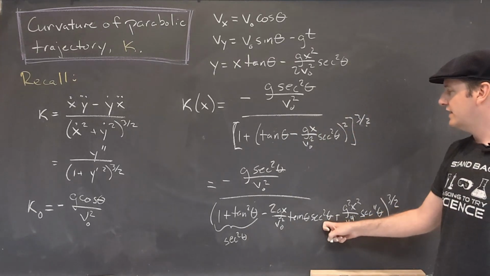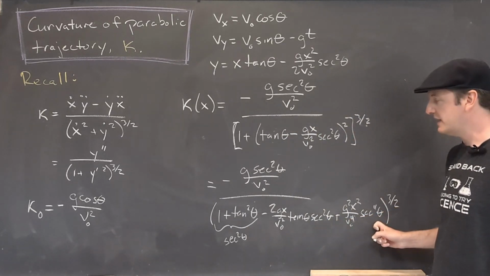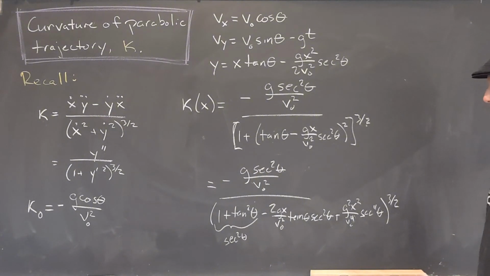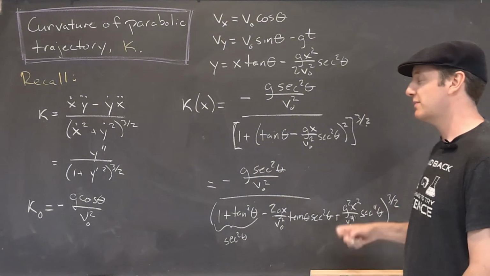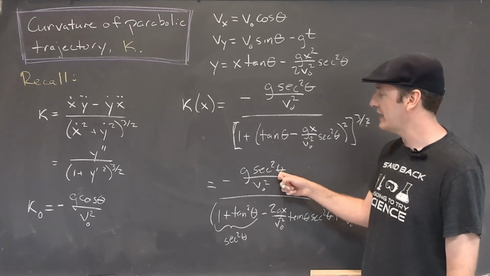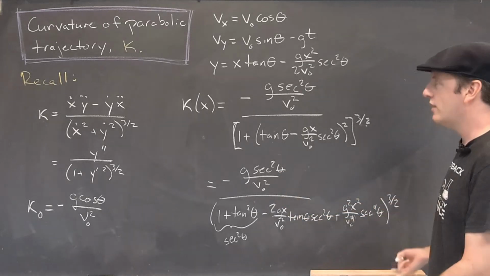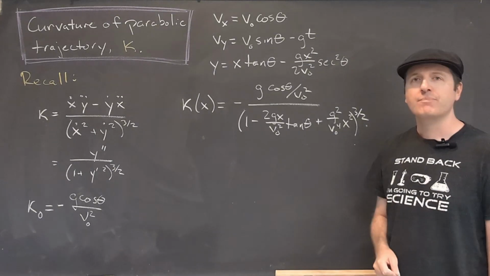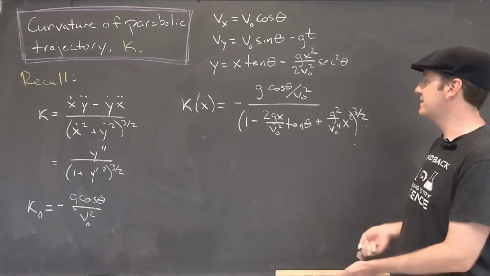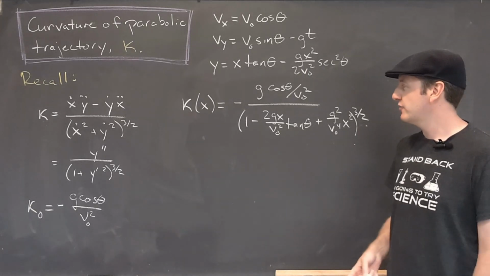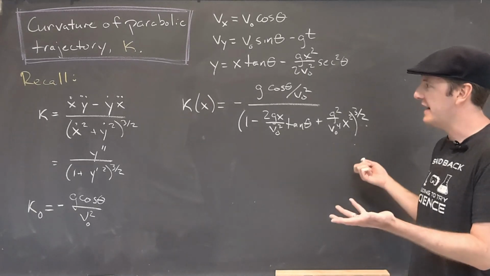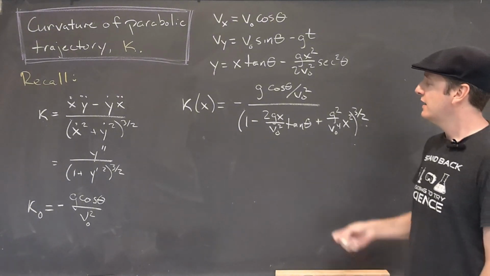but indeed 1 plus tan squared is secant squared. I have a secant squared here. I have a secant to the 4th here, so I can factor out a secant squared from everything. Notice that it's to the 3/2 power, so it becomes a secant cubed, which partially cancels the secant squared here in the numerator. Let me do all that simplification and move it up. Okay, so here it is. No more real simplification can go through, unfortunately, but that is our kappa of x.